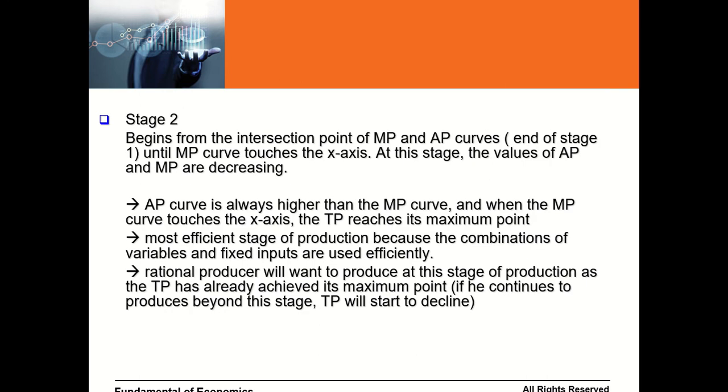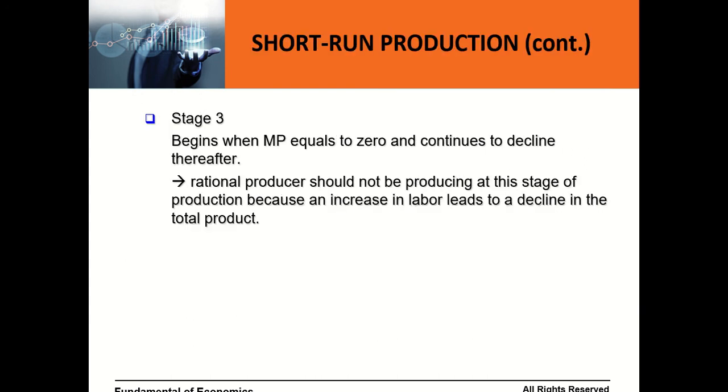About stage 2: in stage 2 the amount of capital and labor, or fixed input versus variable input, the ratio is equal, meaning 1 to 1, one fixed input, one variable input. Therefore this is the best for the firm to operate. The rational producer will produce at this stage of production because TP has already reached the maximum. That's number one. And at the same time, as I said earlier, the combination of capital and labor is at the maximum, which is 1 to 1. All right, so there's no waste. How about stage 3?